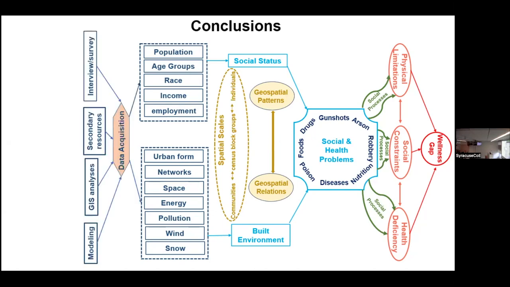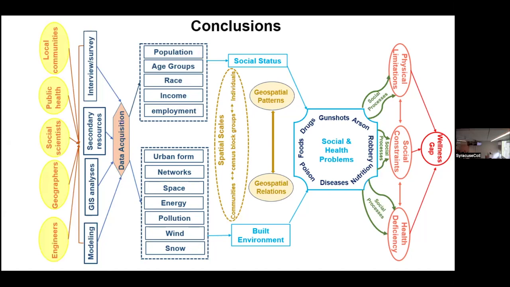To do that, we really need to collect the data to represent all of them. We need to do modeling, we need to do GIS analysis, we need to go to other open access sources to get the data, and we need to do the interview analysis. All of this cannot be done by one group or one person. It really calls for people from engineering, geography, social sciences, public health, and local communities. So with that in mind, I call for collaborations among scientists from different disciplines. Thank you. I stop here for questions.